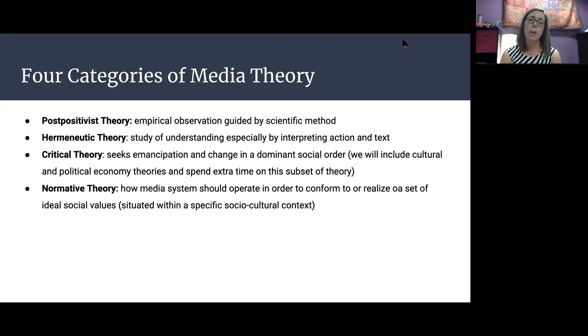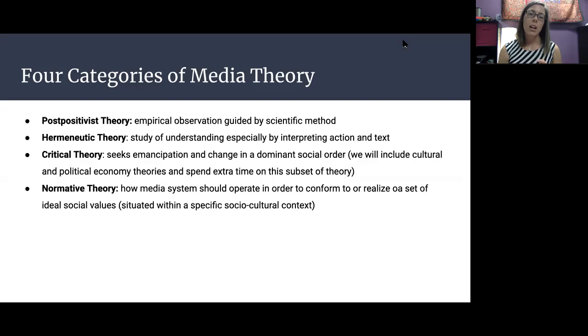So post-positivist theory is empirical observation guided by scientific method. Lazarsfeld is mentioned in these chapters. He is sort of the founder or the originator of post-positivist theory in media studies, and really used surveys, data and studies to try to understand and theorize about how knowledge was passed along and how that influenced elections, actually.